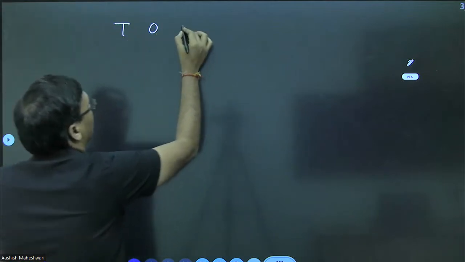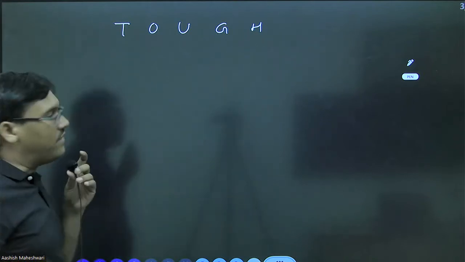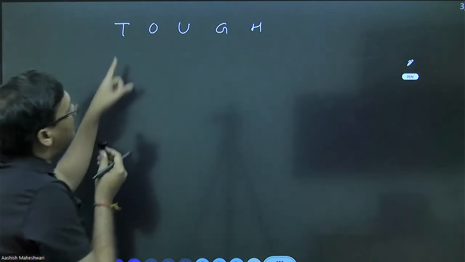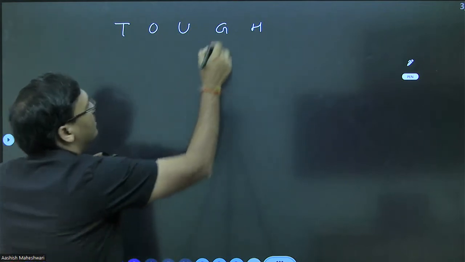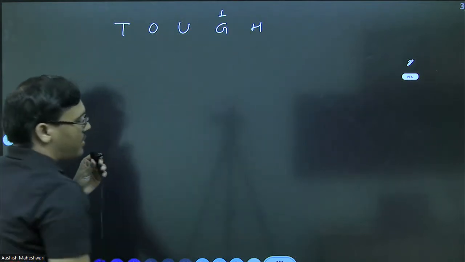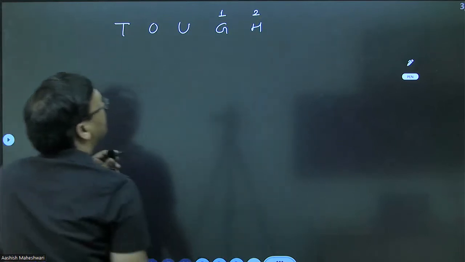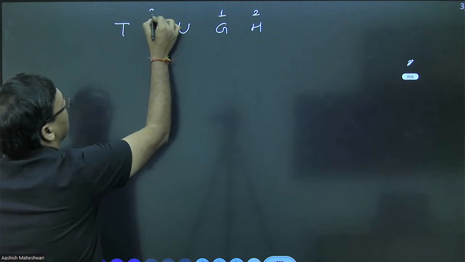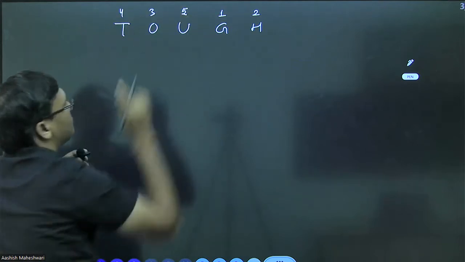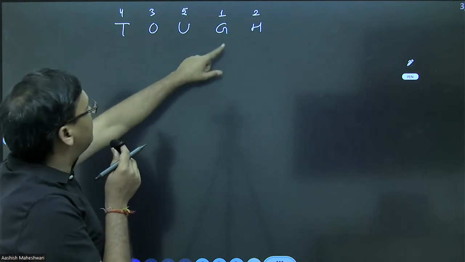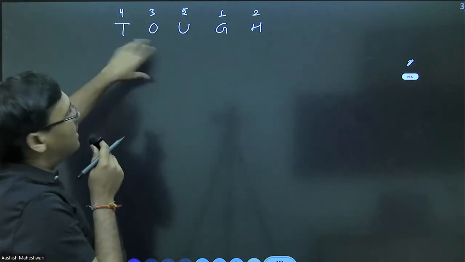See, we have T, O, U, G, H. We have to find the rank of this word tough. So first I'll mark the rank of these letters in alphabetical order. In alphabetical order, this is first rank, right? This will appear first. Then we have this. So I have written the ranks of these 5 letters in dictionary order. This will appear first, then it will appear second, and so on.